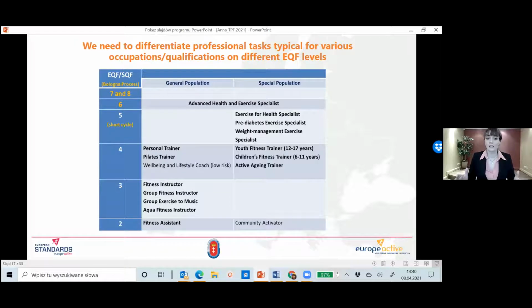And I must underline that the EQF level is not an expression of the number of hours spent on learning, and doesn't express the length of time spent on education. It's just an expression of the complexity and advancement of tasks, of learning outcomes.